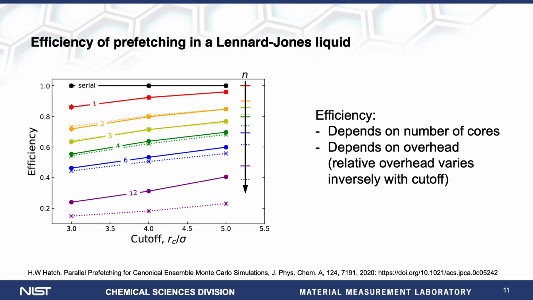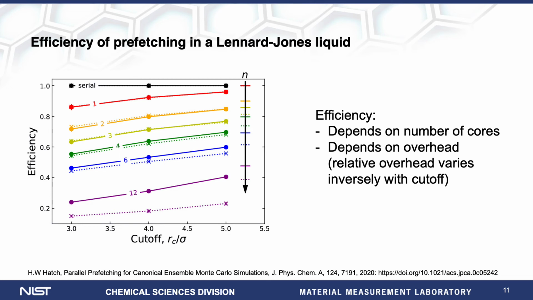Here, I am showing the efficiency as the ratio of parallel to serial diffusion coefficient. Each curve is for a different number of processors, and efficiency is shown as a function of the cutoff. Now, the cutoff is inversely related to the overhead. This is because a simulation with a larger cutoff spends more time computing energies and relatively less time on the synchronization overhead. The efficiency increases as the cutoff is increased and approaches the maximum theoretical efficiency shown on the right.